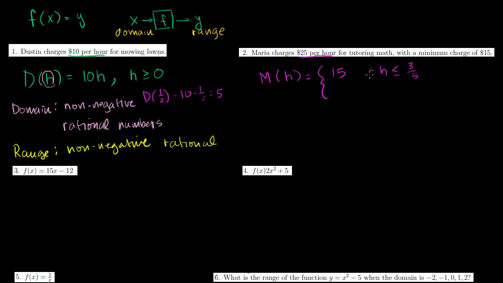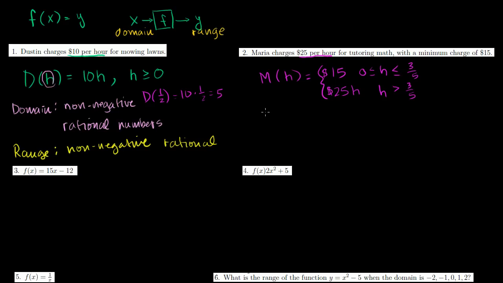So if her hours are less than 3/5 and greater than or equal to 0, she's going to charge $15, right? If she only worked 1/5 of an hour, the bill would have been $5, but she has a minimum charge of $15. So she's going to charge $15 up until 3/5 of an hour, or 36 minutes. And then after that, for h greater than 3/5, she's going to charge $25 an hour, 25 times h. So that's her function definition right there.